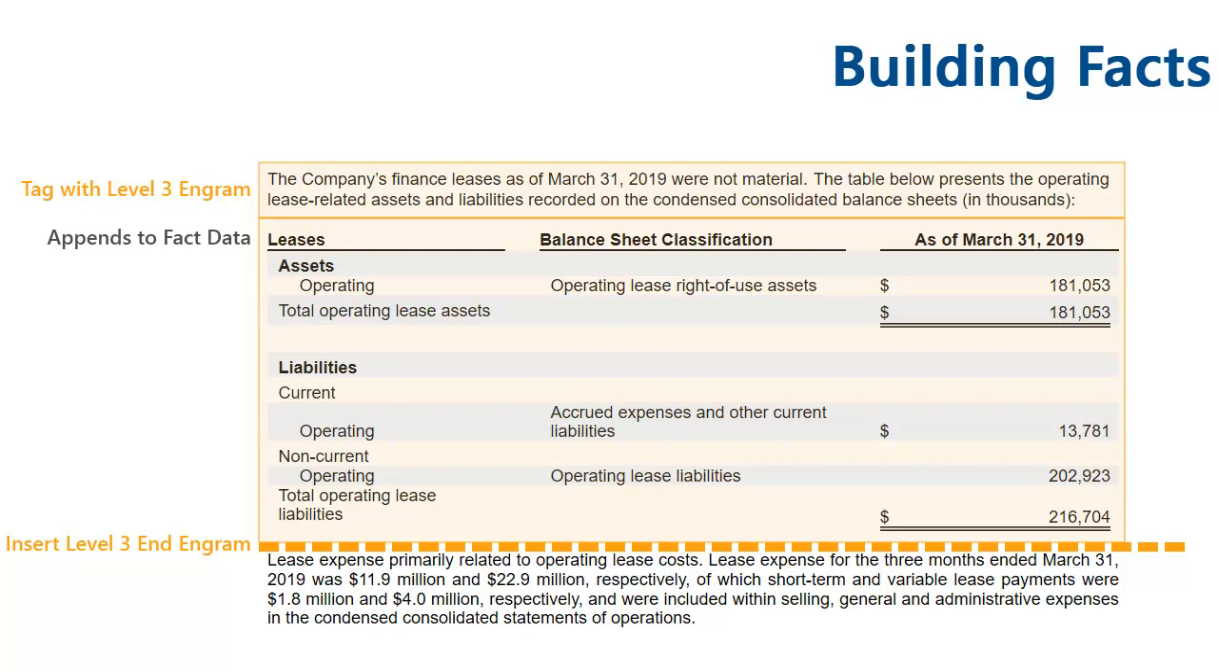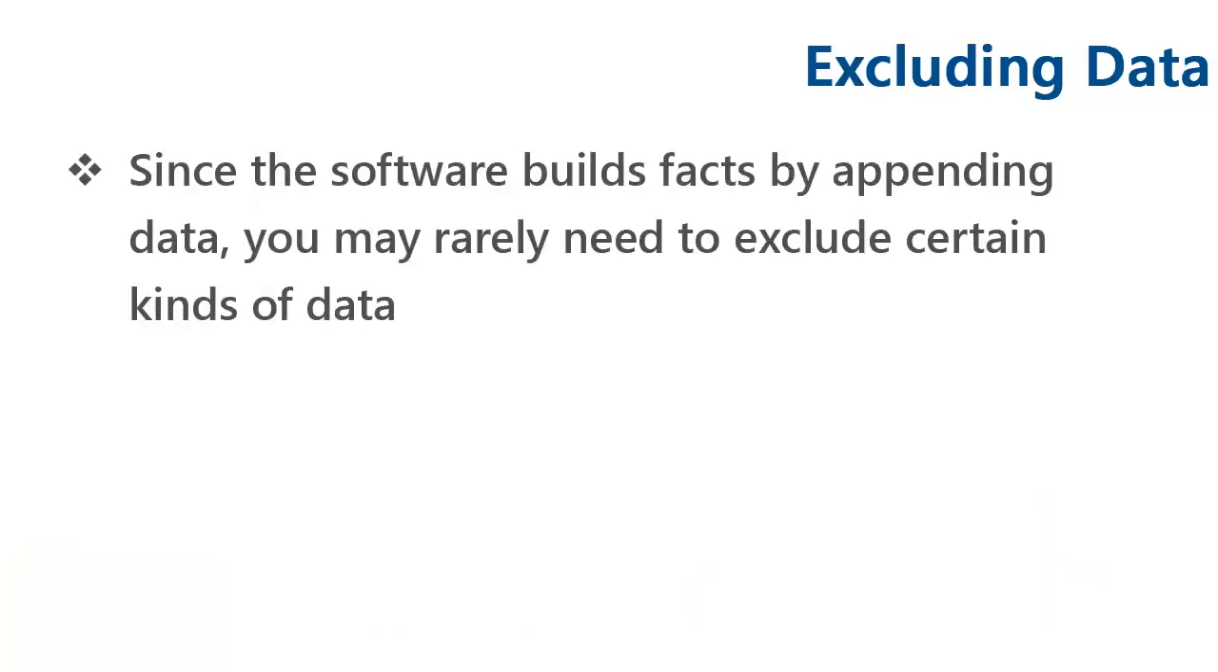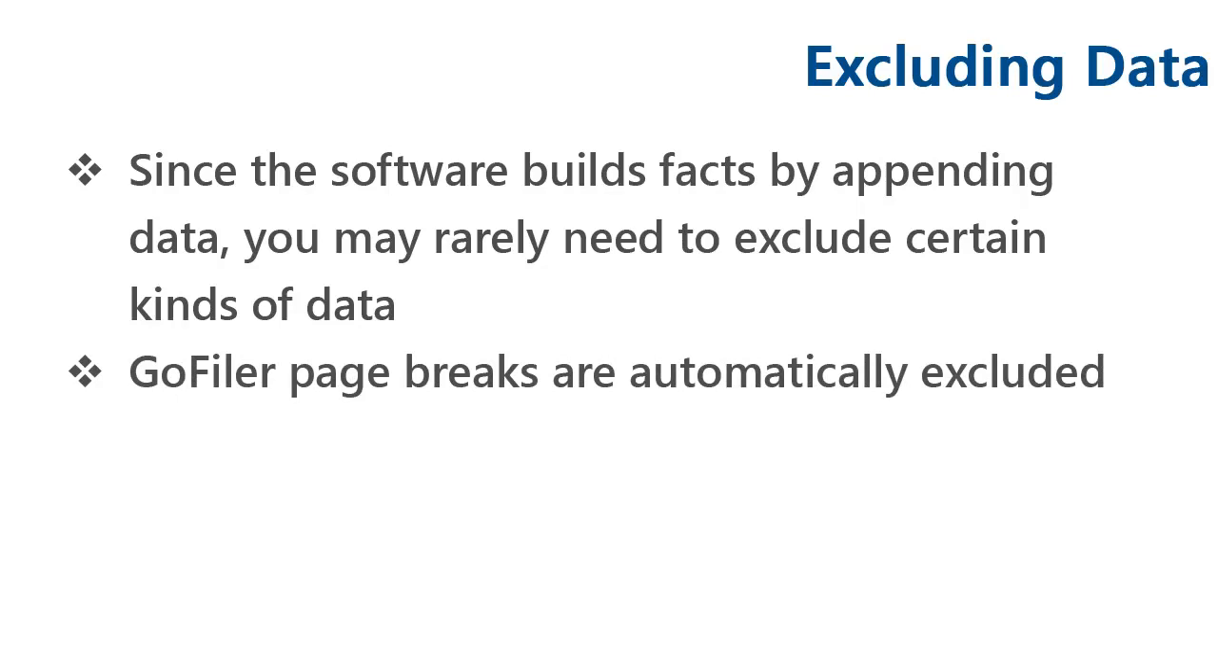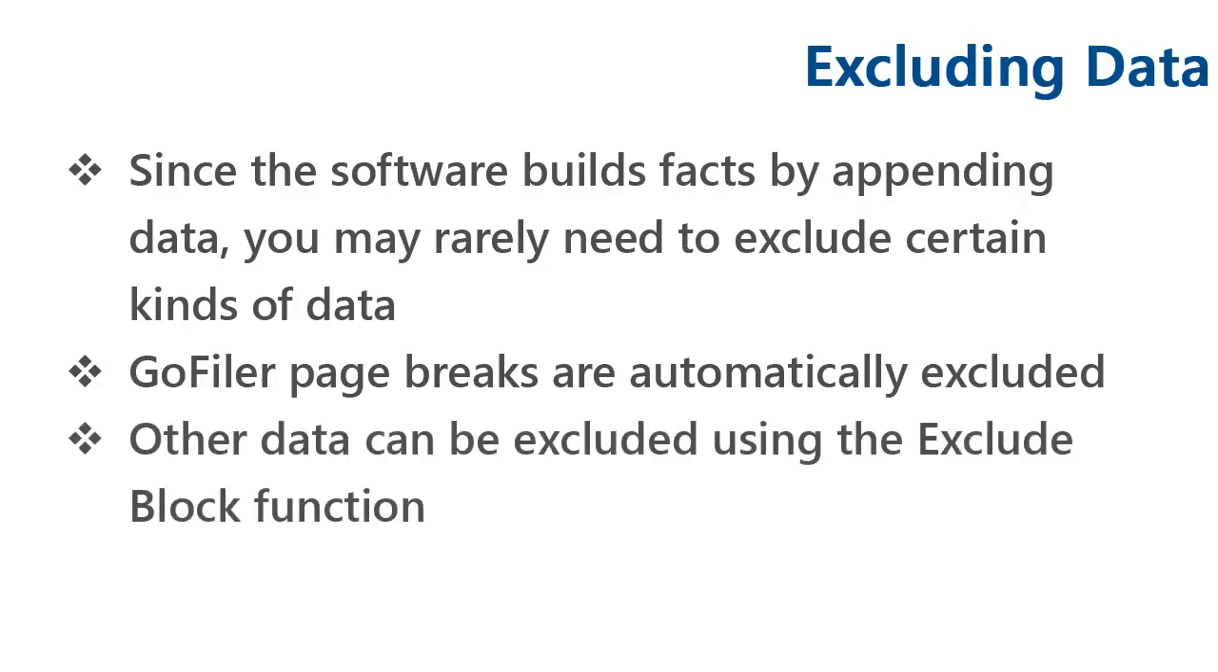Since the software is building facts by appending the blocks to the fact data, you may need to exclude blocks if the table flows across a page break. As we mentioned in previous tutorials, the software automatically excludes GoFiler page breaks. If you use another page break or headers or footers, use the exclude block function to exclude that data from the fact.